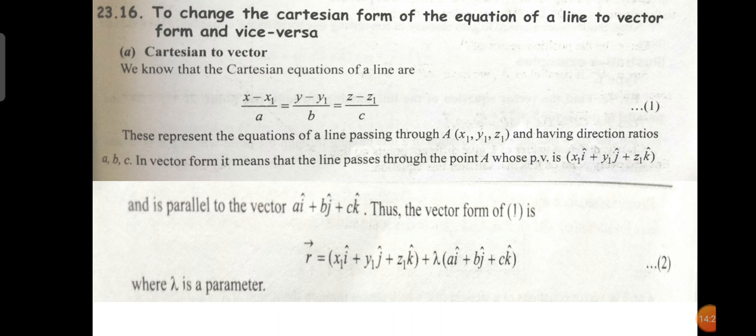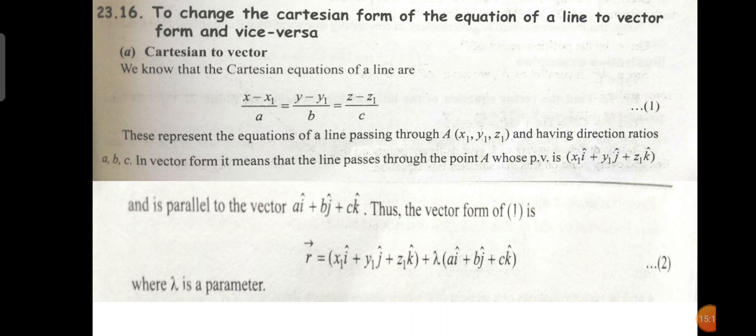That is the Cartesian equation of a line you have studied. The equation of a line passing through A, that is (x1, y1, z1), and having direction ratios a, b, c. The position vector of A is x1i plus y1j plus z1k, and the line is parallel to the vector ai plus bj plus ck. So the vector form is R is equal to x1i plus y1j plus z1k plus lambda into (ai plus bj plus ck), where lambda is a parameter, that means it's a scalar.